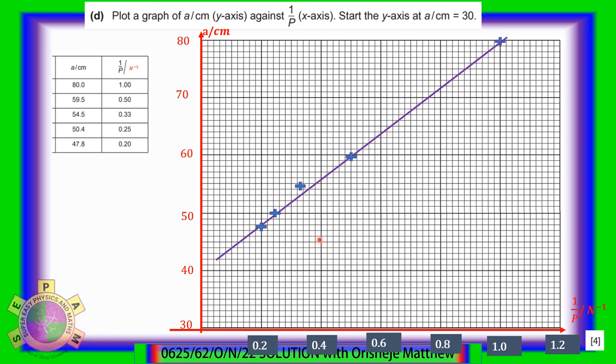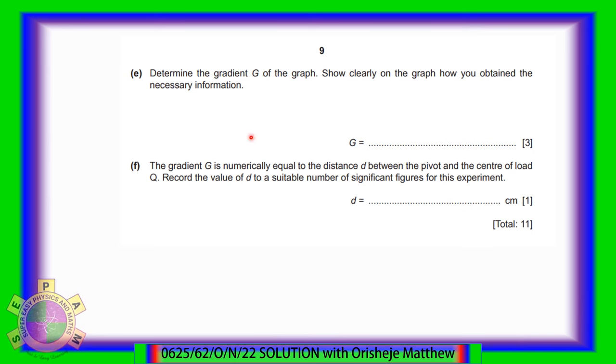So with this, I think the next thing we're going to do is to find the gradient. So now find the gradient of the curve that you have just plotted. And then the gradient is numerically equal to the distance d between the pivot and the center of the load Q. Record the value d to a suitable number of significant figures for this experiment.